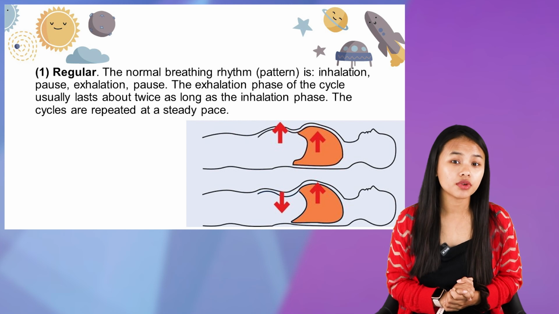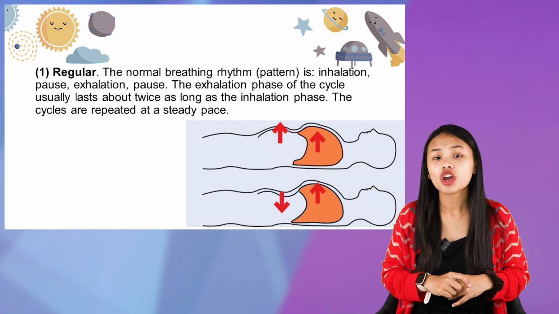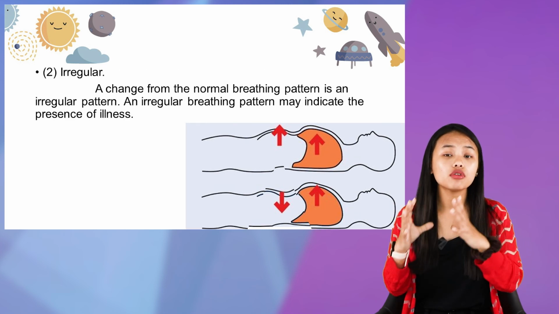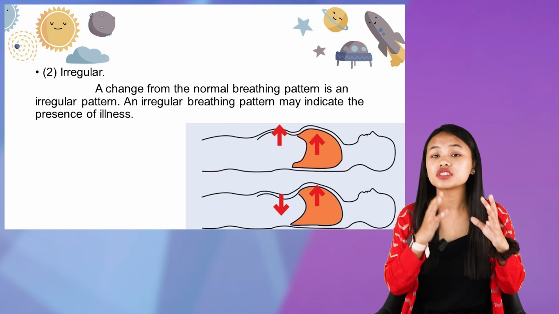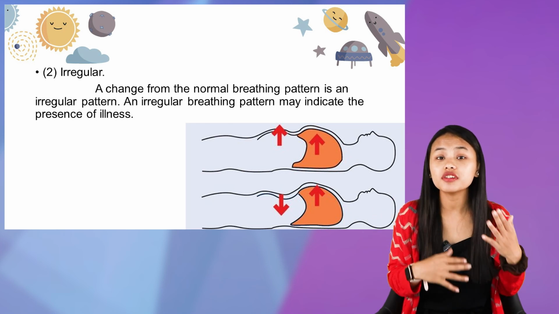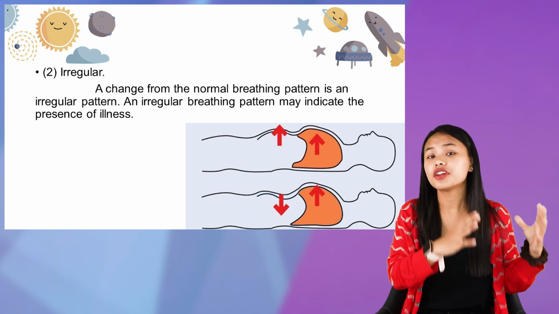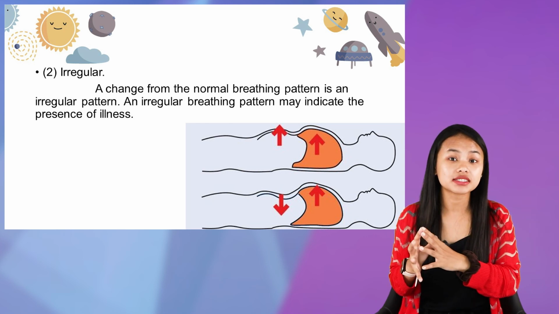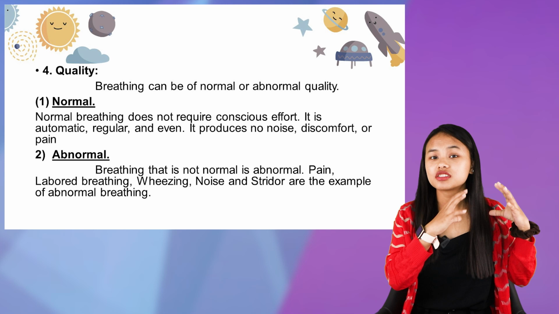However, it will be irregular if there is a change from the normal rhythm. And if you find that the rhythm is not regular, then this can also serve as an indication that there is presence of illness. And then moving on to the last one, that is the quality, right?